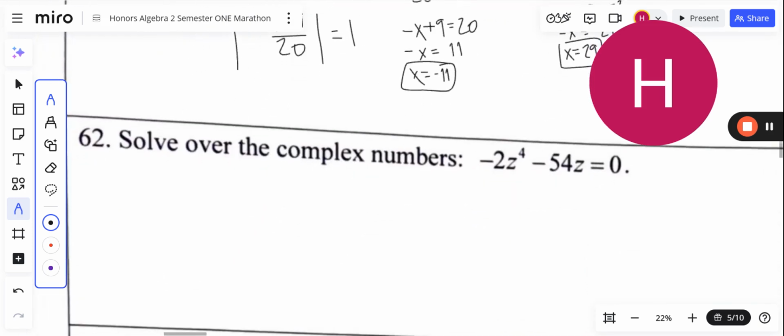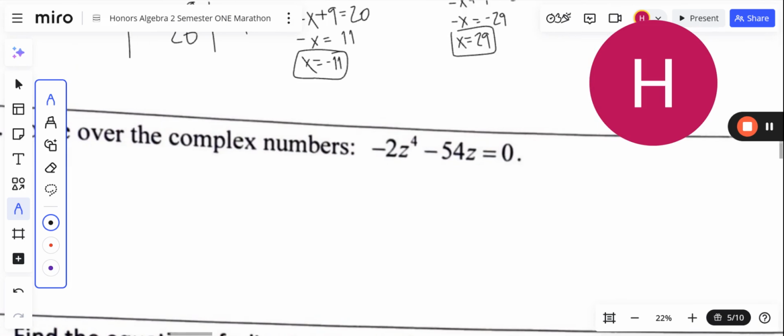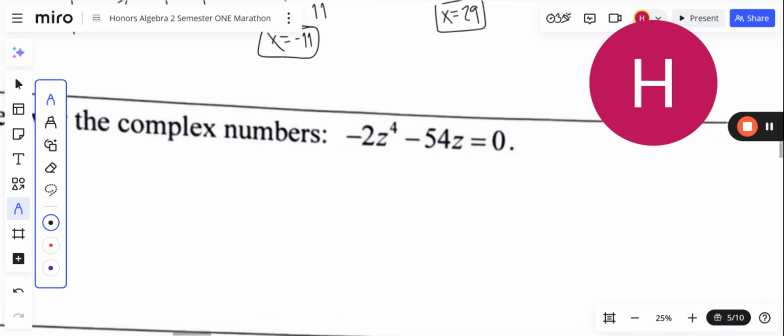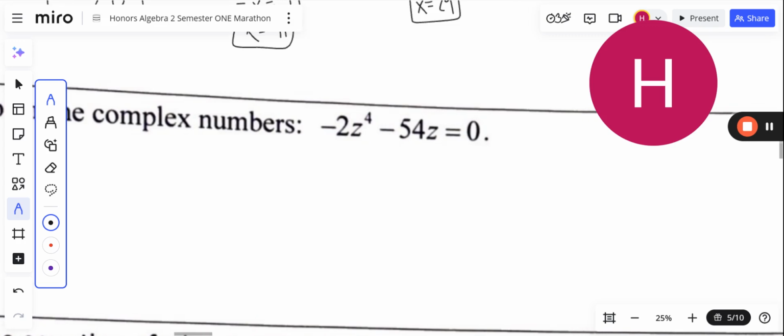Okay, great. Solve over the complex numbers. What this means is we might get some solutions which have i in them, some imaginary solutions. We might not, but we might. So let's take a look at this. We don't really like the negatives, huh?